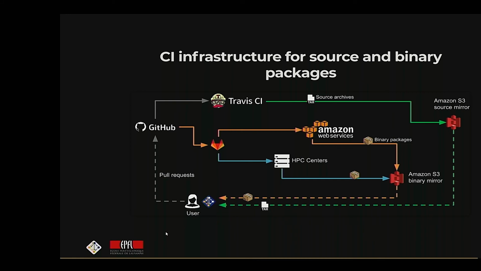What we would like to have is, on one side, getting source archives during continuous integration runs whenever a new version is added, so that we can have, let's say, a fallback mirror for sources when we want to build things in case the primary mirror goes down.